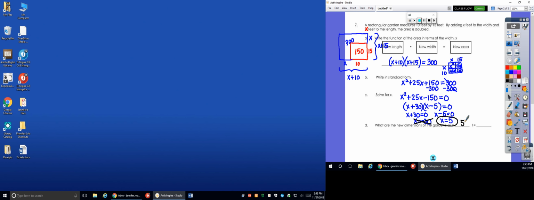Actually, that's our x value, my bad. That's our x value. We have to go back and figure out our width and our length. So remember, one of them is x plus 10, which would be 5 plus 10, which is 15. And the other one was x plus 15, which would be 5 plus 15, which is 20. So your dimensions would be a 15 by 20 rectangle.